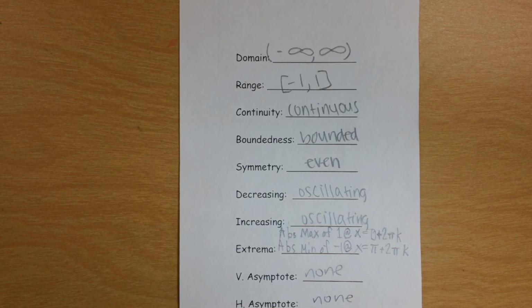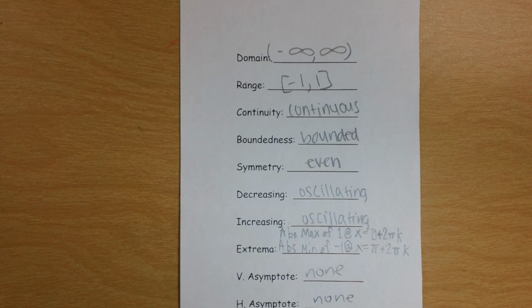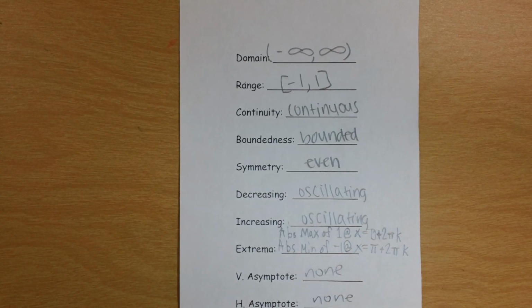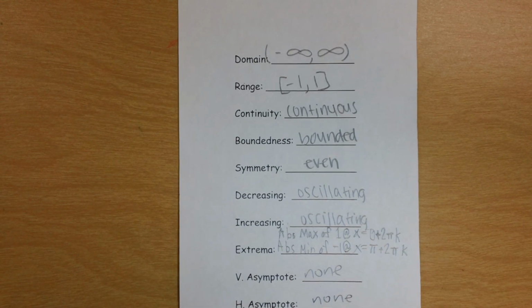The extrema is the absolute max of 1 at x equals 0 plus 2 pi k. The absolute min of -1 at x equals pi plus 2 pi k. There is no vertical asymptote. There's also no horizontal asymptote, and there is no end behavior because it does not approach anything.